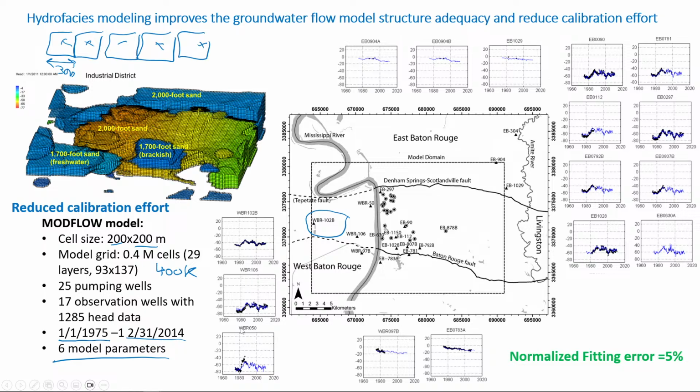See this one here, West Baton Rouge number 50, which is here. This is the Mississippi River. At the beginning you have some good matching, but here you don't have good matching between what your model is simulating and what you are observing in the field. You have an underestimation, particularly at this time. Here you have a good match, here a good match, here a good match.